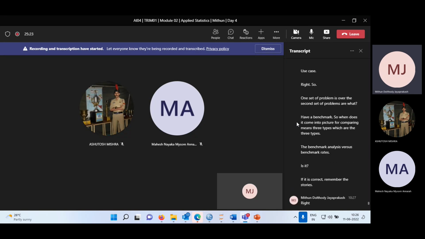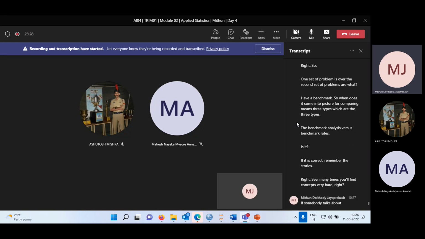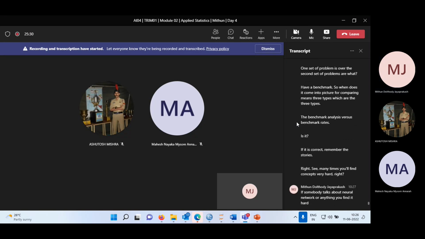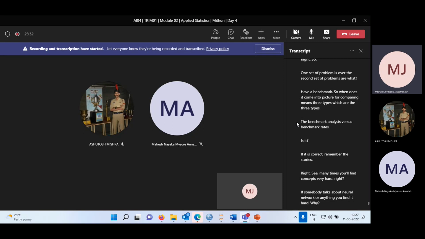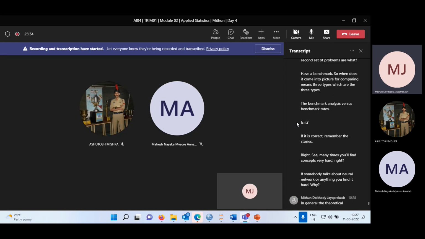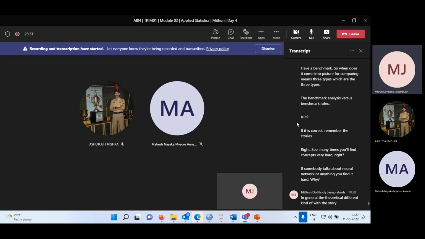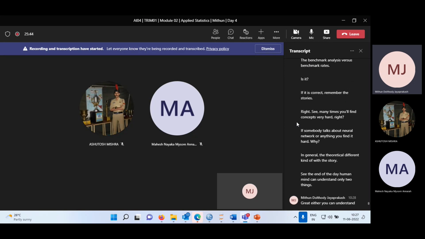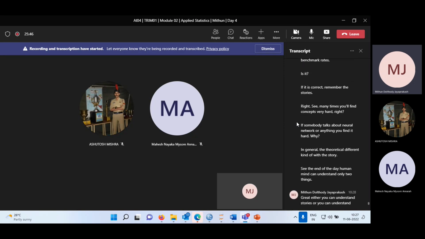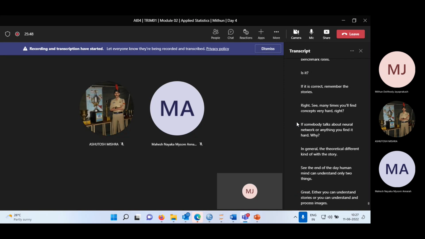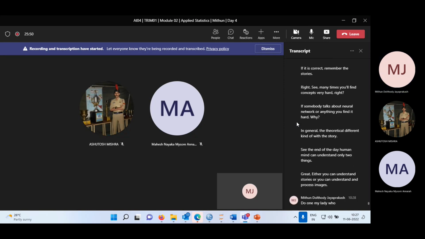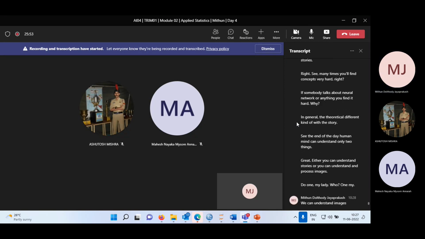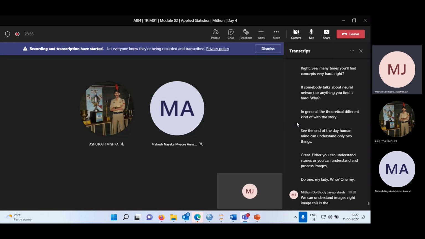See, many times you'll find concepts very hard. If somebody talks about neural networks or anything, you'll find it hard. Why? In general, it's theoretical. See, at the end of the day, the human mind can understand only two things: either stories, or images. Any human mind can understand images, pictures.